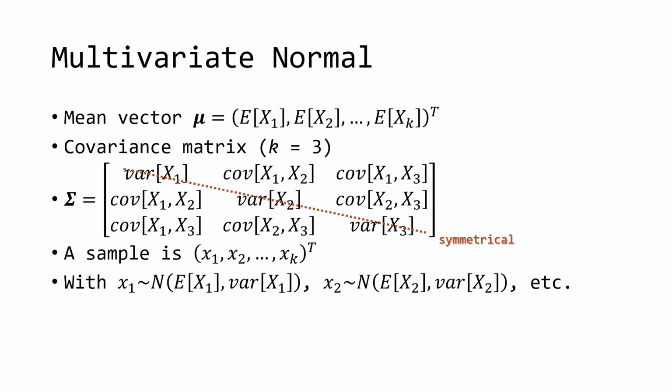Let's look at the diagonal first. Notice that these are the variances for each of the random variables. This is because, as we recall, the covariance of a variable with itself is the variable's variance.